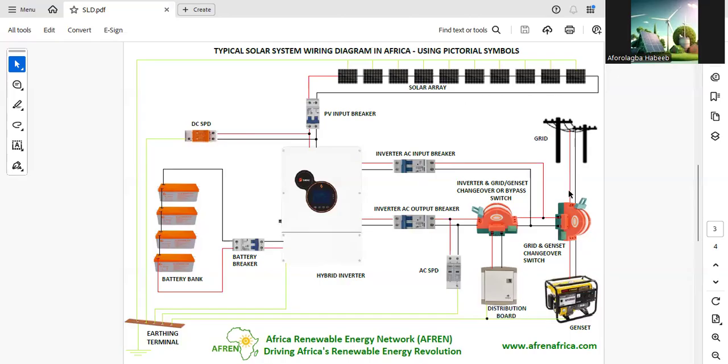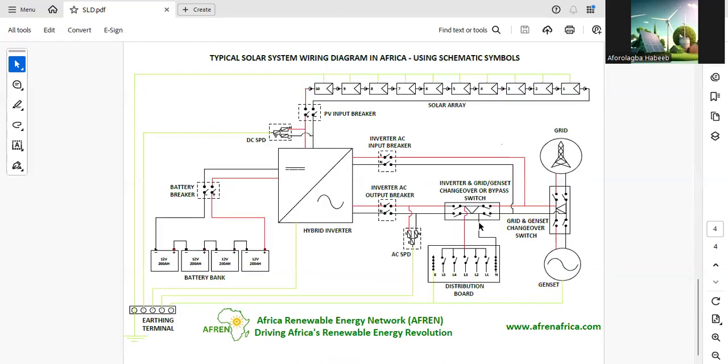This is a wiring diagram because it's showing different wires, live and neutral. And also this one is also a wiring diagram, but it is using schematic symbols. Look at the live here and neutral. This is the genset, distribution board, inverter. The batteries are connected together in series, positive to negative, positive to negative. So you have it interconnected this way.